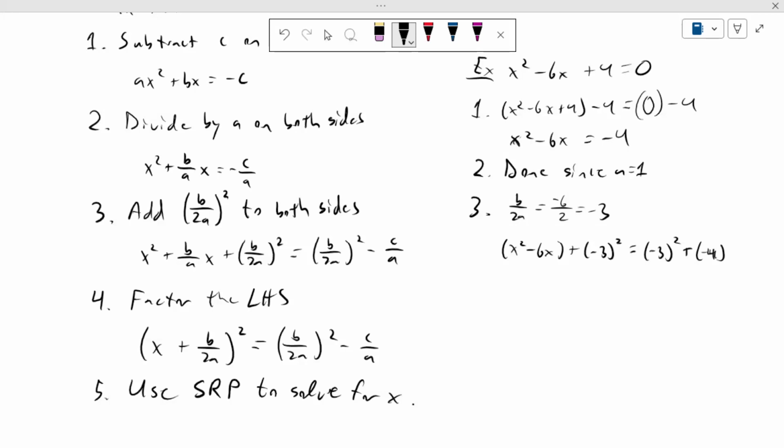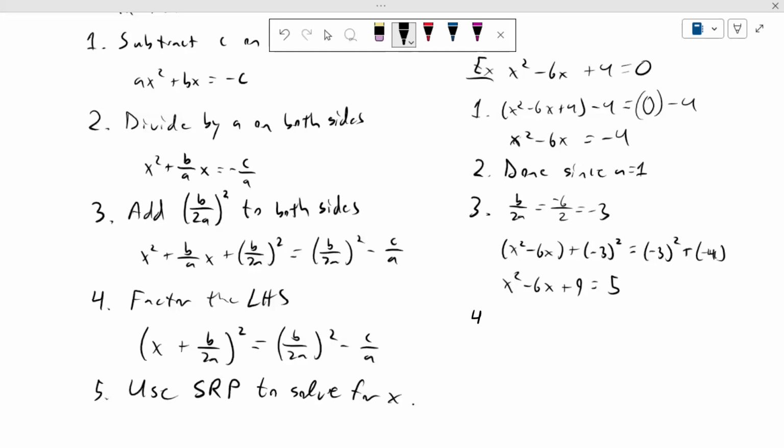All right, so let's look at my left-hand side now. So this is going to be x squared minus 6x plus 9 is equal to, well, this is just a 9 minus a 4, which is 5. So that's what we have now after step 3 is done. Any questions on that?